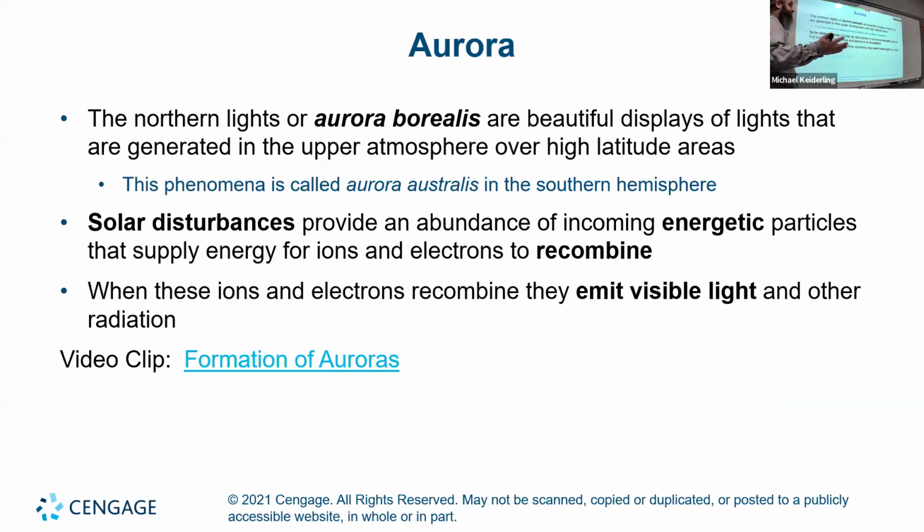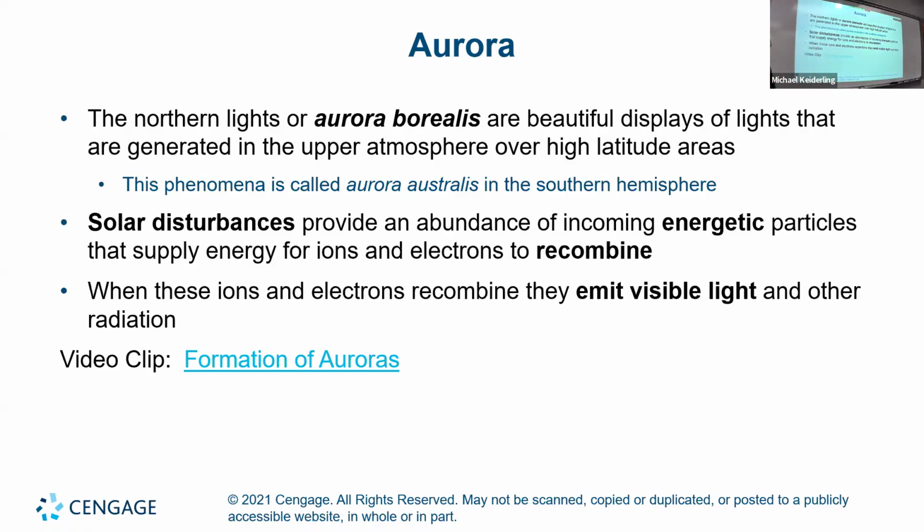Now, one of the effects you get from interactions between the solar wind and the atmosphere are auroras. So the northern lights are aurora borealis. There's also the southern lights, or aurora australis. These are beautiful displays of lights that are generated in the upper atmosphere, primarily over high latitude areas, because these are the regions where the ions trapped by the Earth's magnetic field impact the atmosphere.